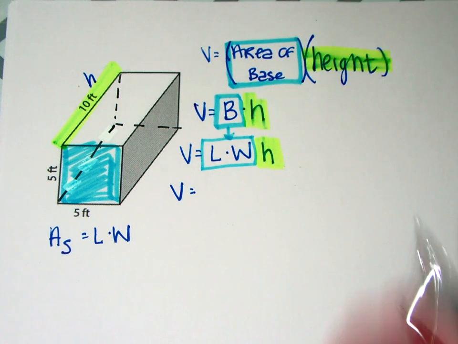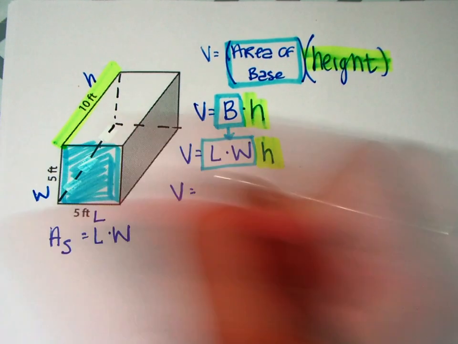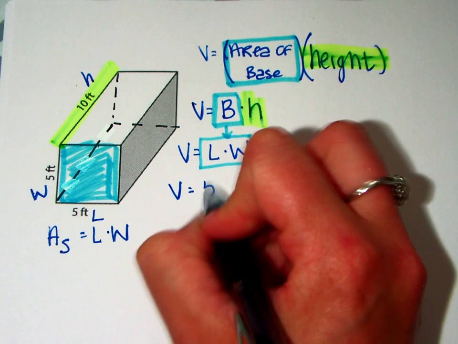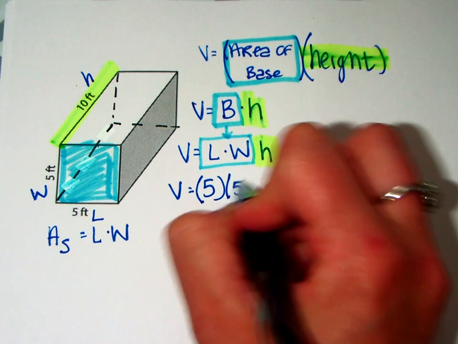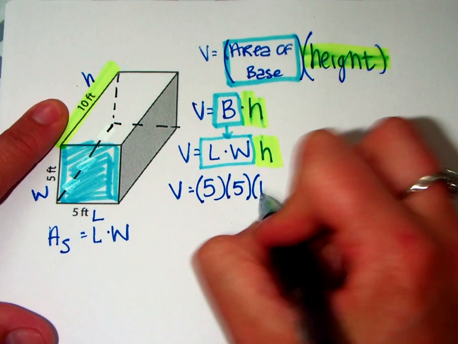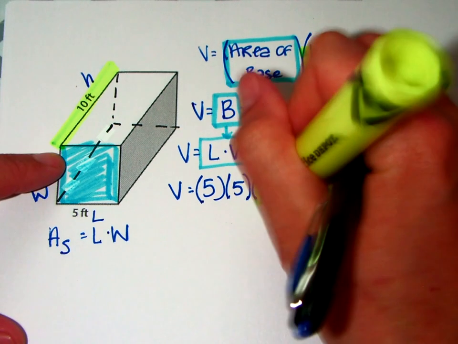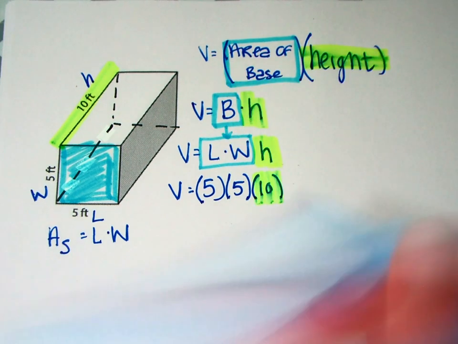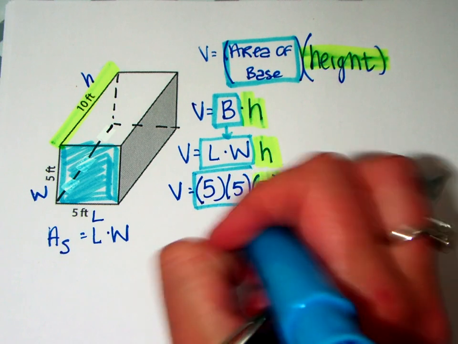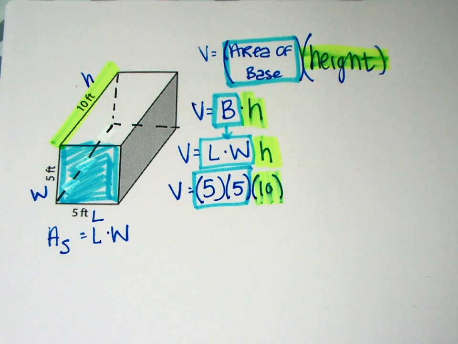So when we substitute everything, we have a length and width, so we have 5 times 5 times a height of 10. All I'm doing here is, my height is how far away the two bases are, not how tall the shape is. And then I'm replacing length and width with my numbers. So 5 times 5 times 10.